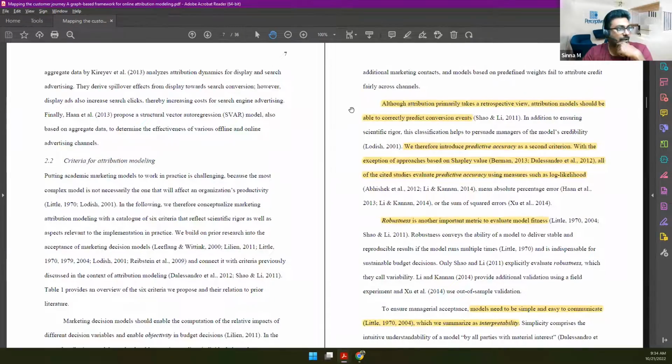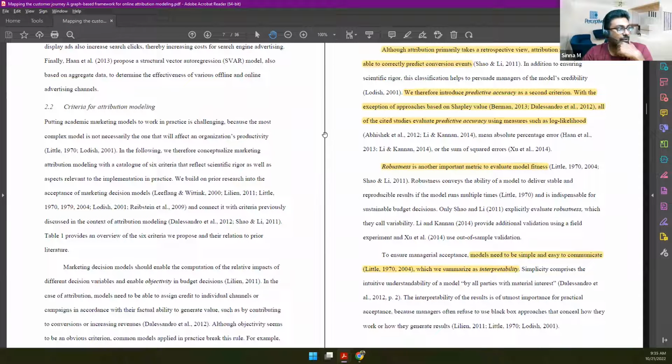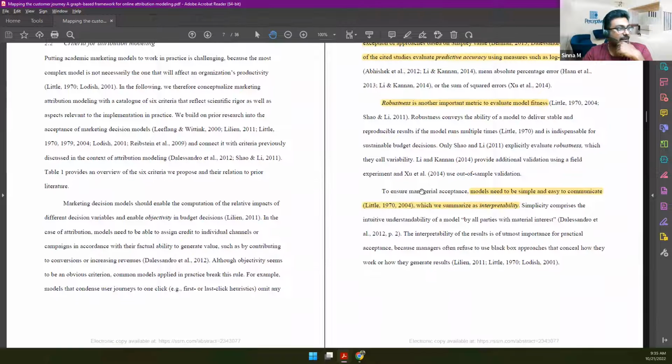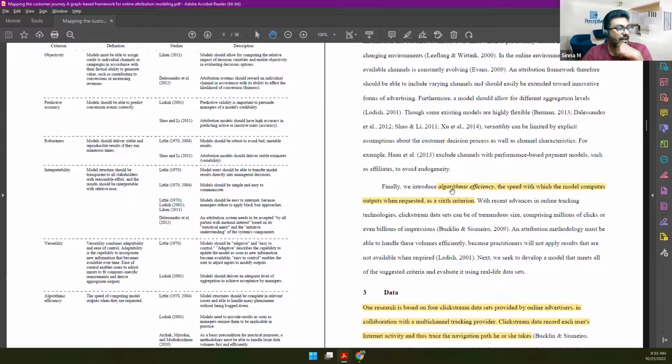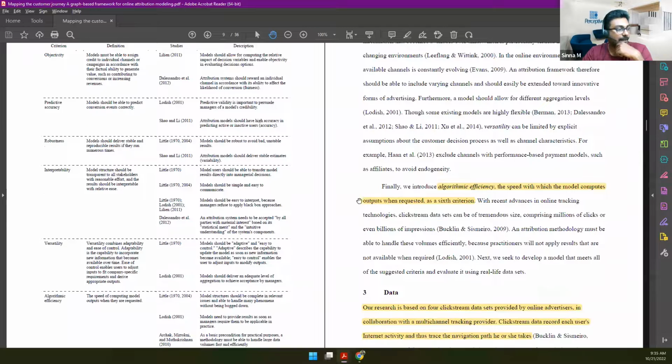Let me go over the criteria based on which they want to evaluate the model: predictive accuracy, robustness, interpretability, and algorithmic efficiency at last. Also versatility.